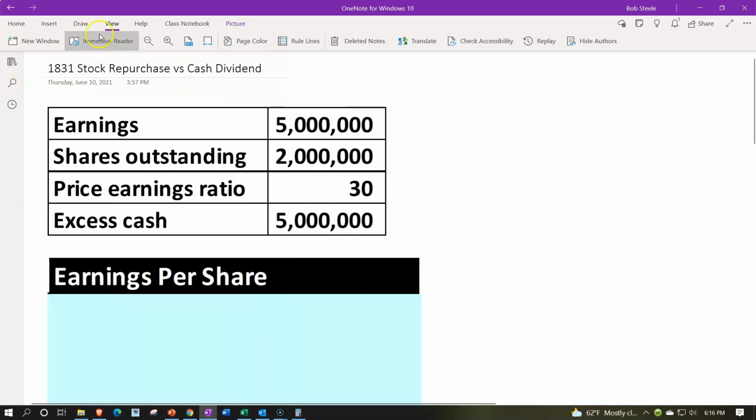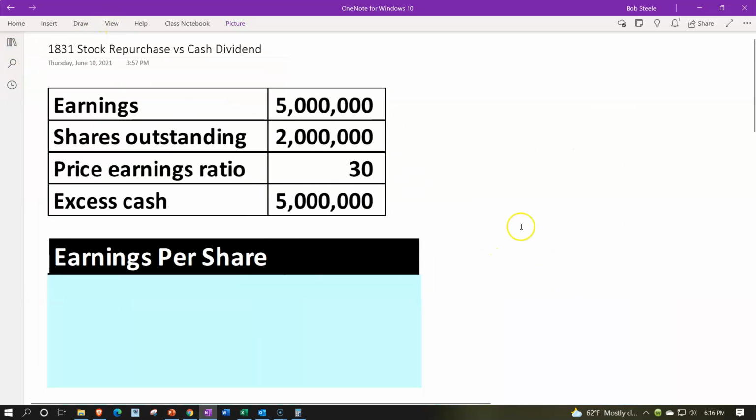Closing the icon, we have our information up top, calculations then on down below, looking at the comparison of, imagining that we have excess cash and we're going to think about either a repurchase of our own stock from the market, or to take that excess cash and be giving it to the owners in the form of dividends.